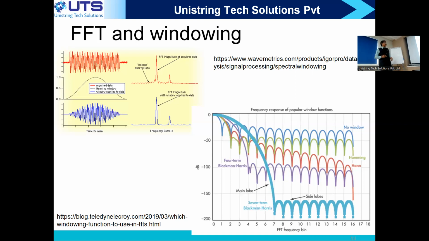In this slide, you see the second figure. There are two important things to observe. The x-axis is the FFT bin number, and the y-axis is the power computed in the dB scale. Looking at this extreme example, the 7-term Blackman-Harris window function is good in that its side lobes are very low. Compared with the peak, they are more than 150 dB down, maybe 160 or 170 dB down.